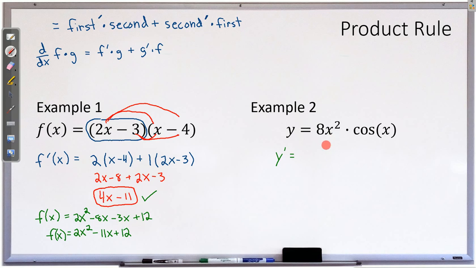So the derivative of the first, 16x, times the second, plus the derivative of the second. The derivative of cosine is negative sine, times the first.